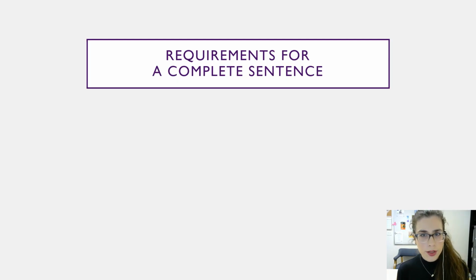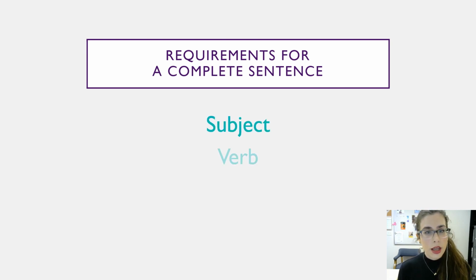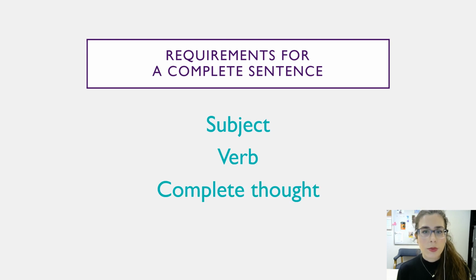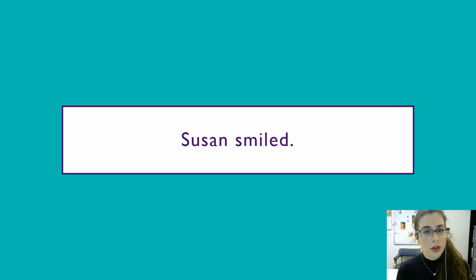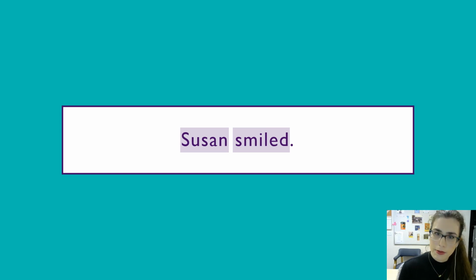What are the requirements of a complete sentence? To be a sentence, a group of words must have a subject and a verb and express a complete thought. For example, if I say, Susan smiled, I have a subject, a person or object that I'm focused on, in this case, Susan, and I have a verb, the thing that my subject is doing, in this case, smiling, and I have a complete thought. This is only 2 words, but it's still a complete sentence.